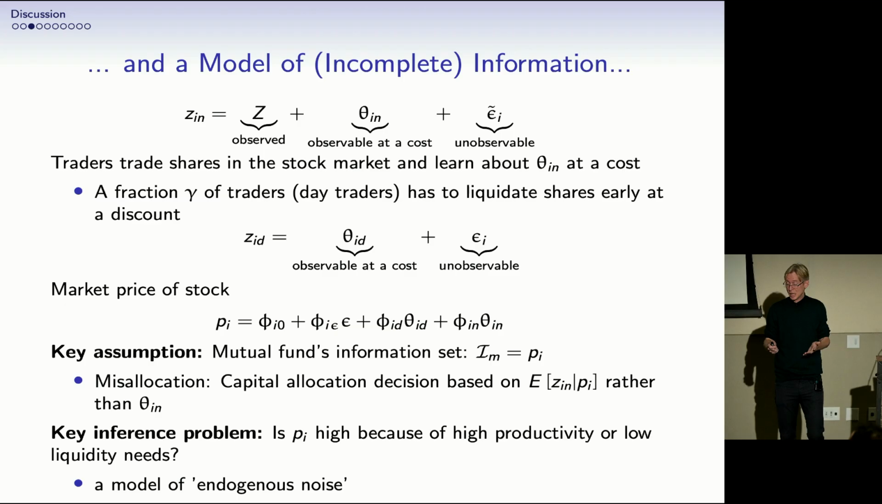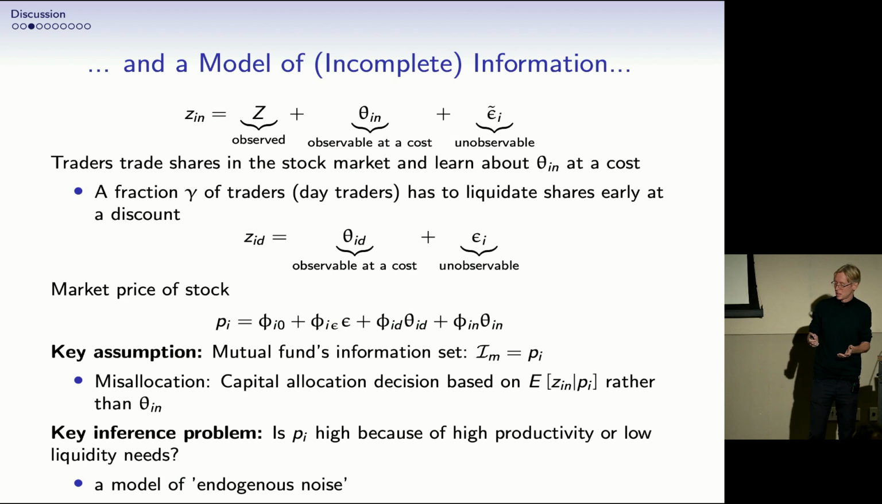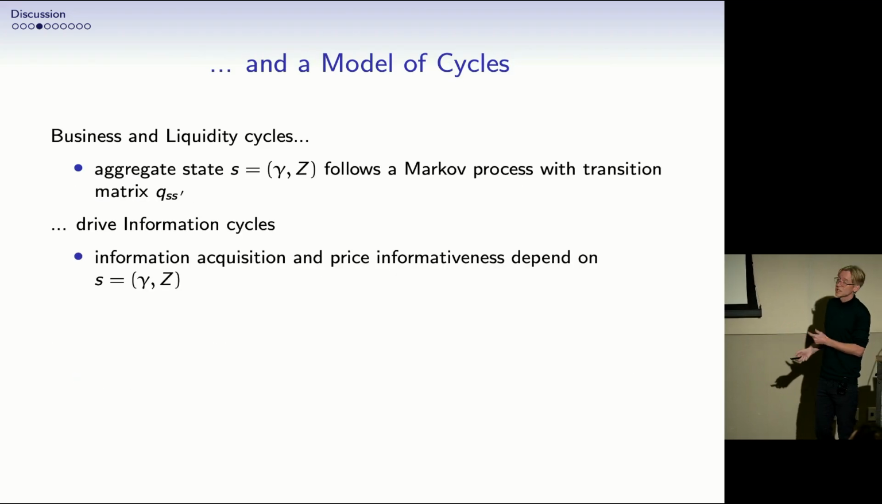So Grossman-Stiglitz just have a number of noise traders. Here, the noise that's created through these liquidity trades is actually endogenous. So we have a model of misallocation. We have a model of incomplete information. So the only thing that's left is a model of cycles.